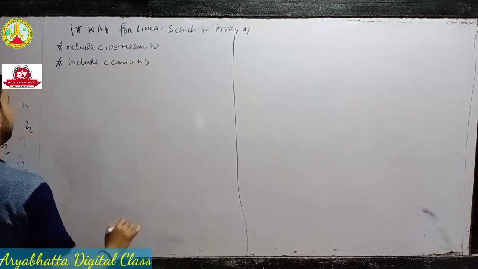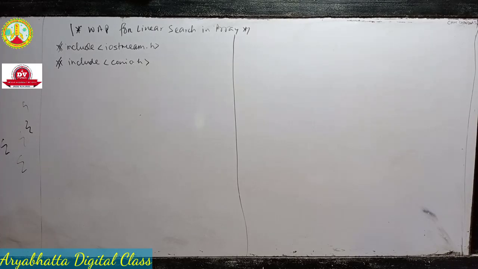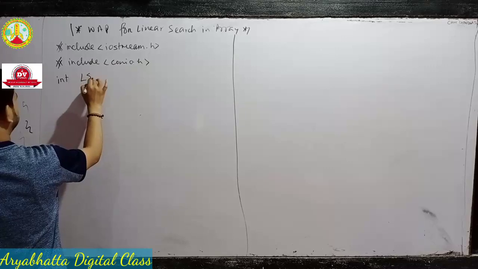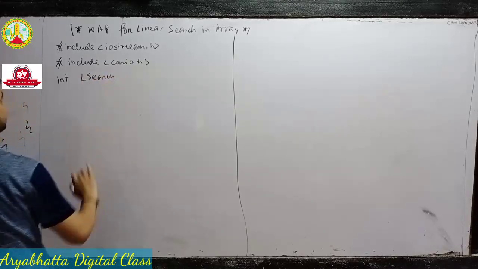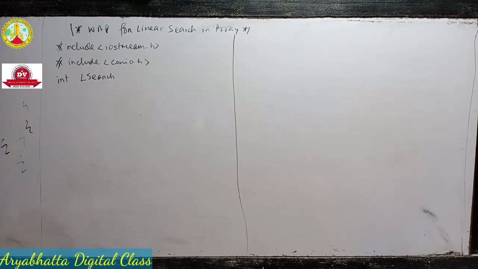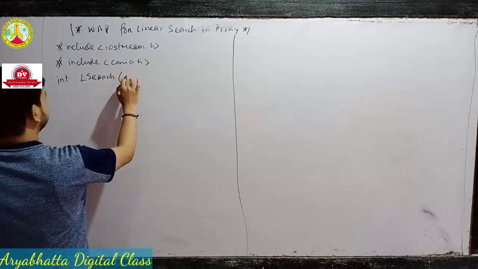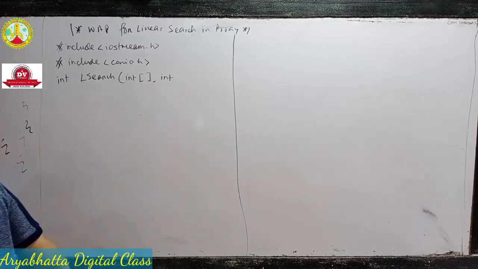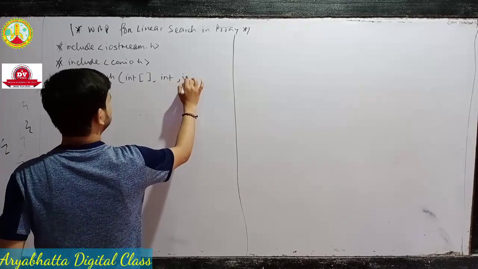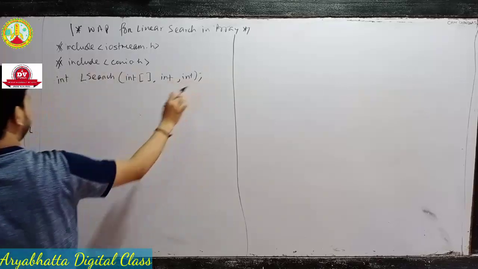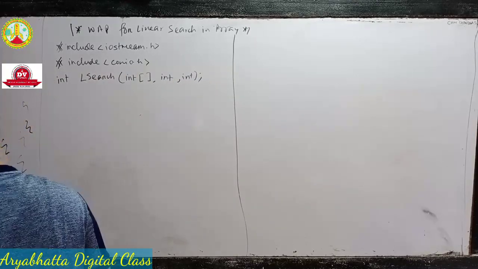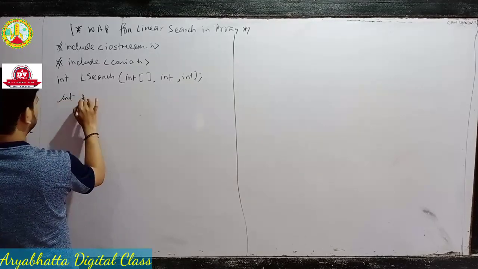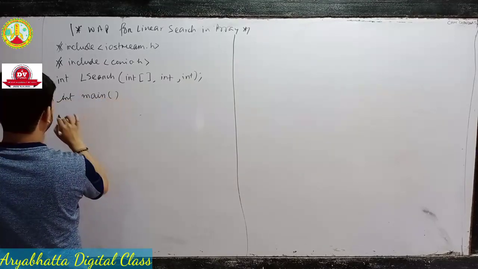Conio, console input output. After that we have to declare a function, int L search. We take the name of the function as L search because this is the linear search program. For L search we take some parameters: int, one array, int comma int. This is the function declaration, right? Now we go inside the main function. This is the main function.